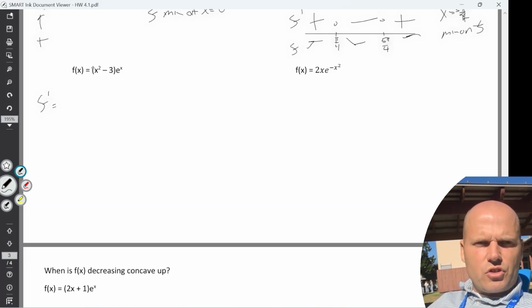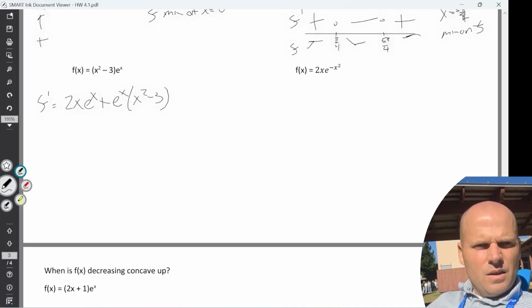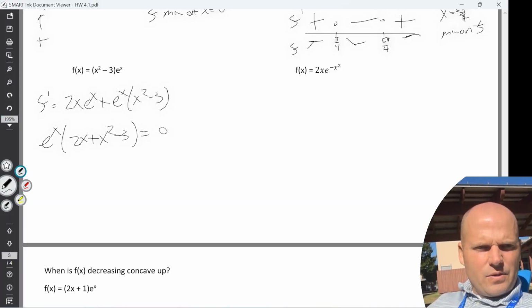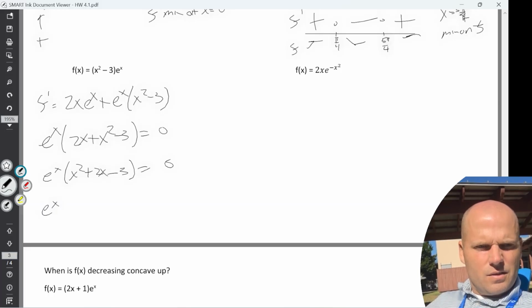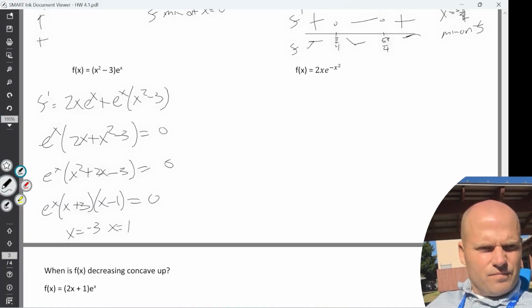Product rule. I'm not going to distribute. I'm just going to leave it like this. Slopes of the first times the second plus the slopes of the second times the first. I'm going to factor out the e to the x. How the heck do I solve this? Well, put it together and realize that you can factor this. We get -3 and 1.